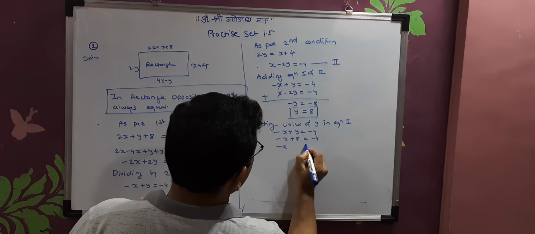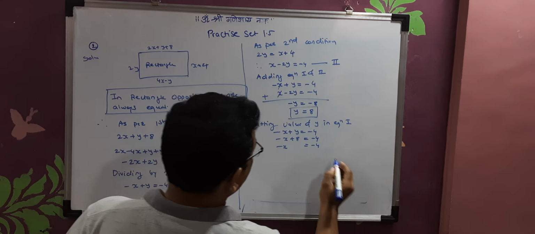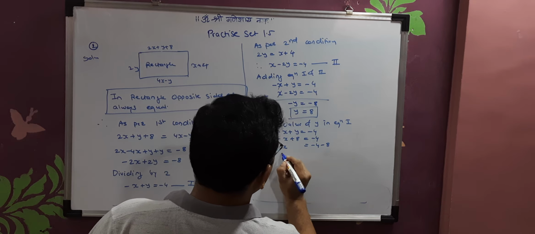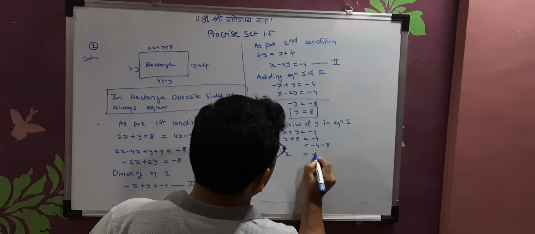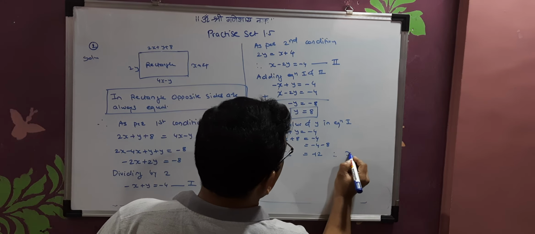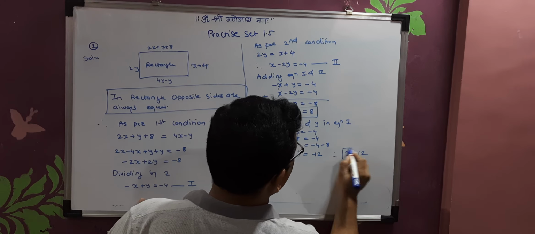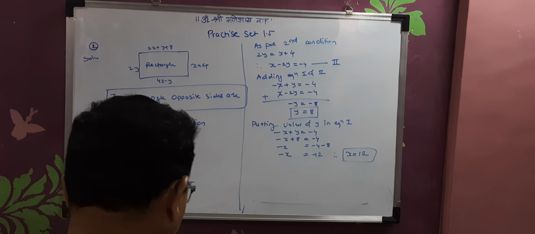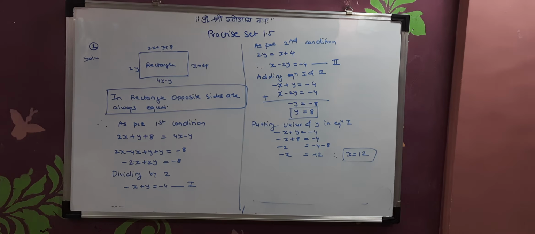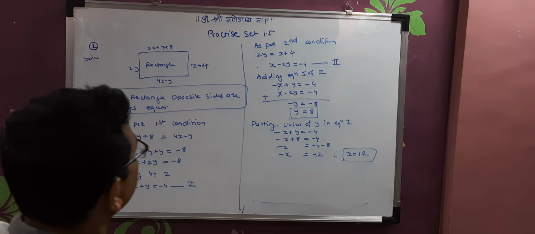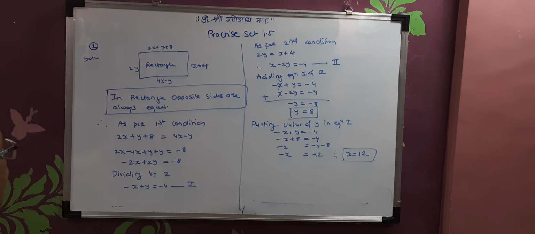So minus x is equal to minus 4. This 8 will get carried here, so it will become minus 8. So minus x is equal to minus 12. So x is equal to 12. This is the value of x. So you got the value of x is equal to 12 and y is equal to 8 as per second condition and first condition.